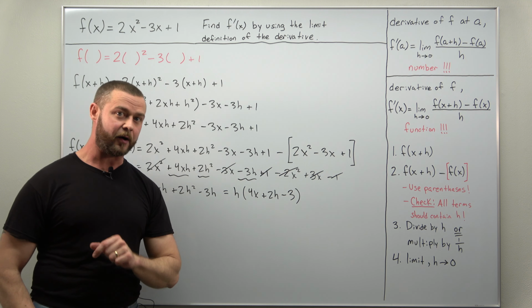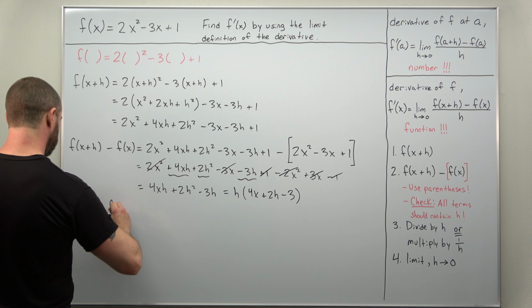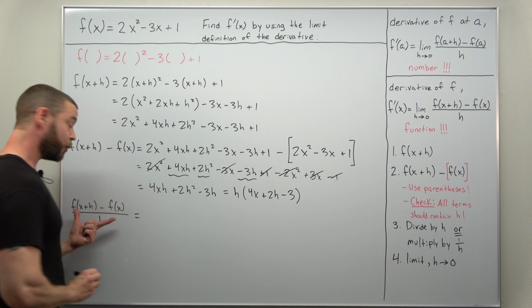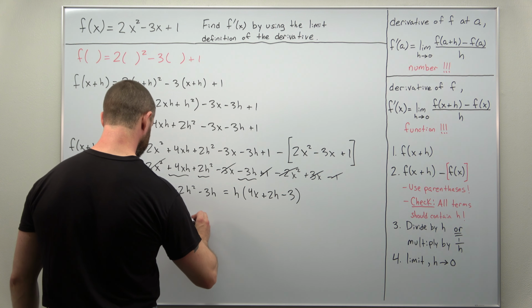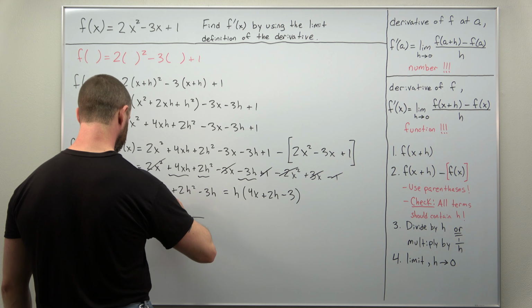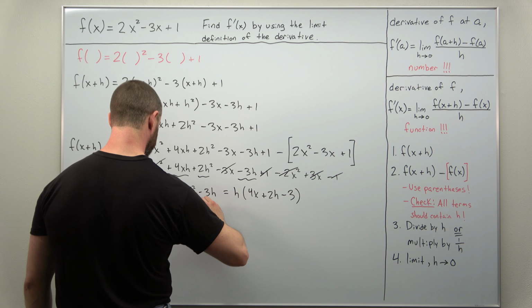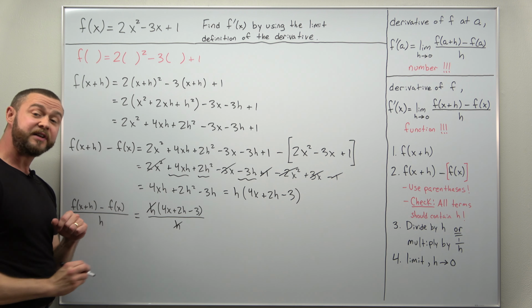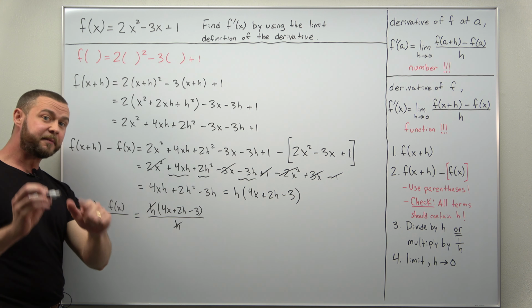Step 3, f of x plus h minus f of x. We're going to divide that by h. And what we're dividing by h is the end result of step 2 here. So we had that as h times 4x plus 2h minus 3. And now we're dividing by h. And it's at that moment that the indeterminate form cancels out, allowing us in step 4 to evaluate the limit by plugging in h equal to 0.